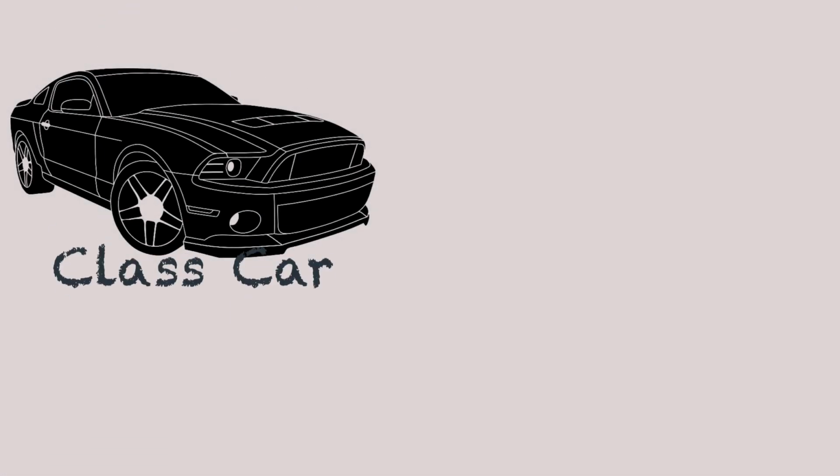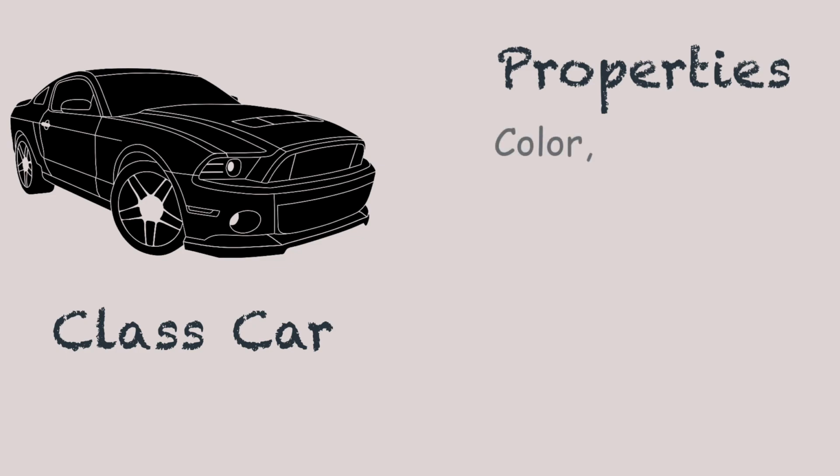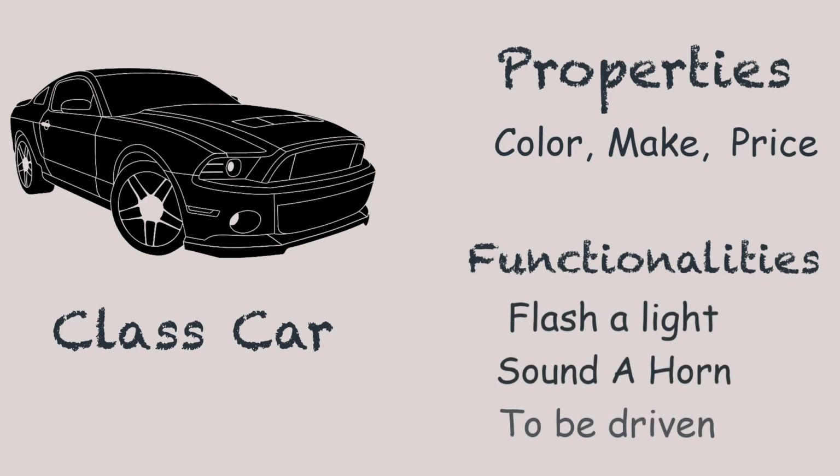So if, for example, I have a car class, this class, I want it to have three basic properties. Let's say I want it to have the color property, the make property, and the price property on it. And also, I want it to have some functionalities. So I want this car or any car that is made from this class to be able to flash a light, to be able to sound a horn, and to be able to be driven by people. So now, if I have a particular car made from this template, it means that that car will be able to have those functionalities I defined for this class template and also have those properties.